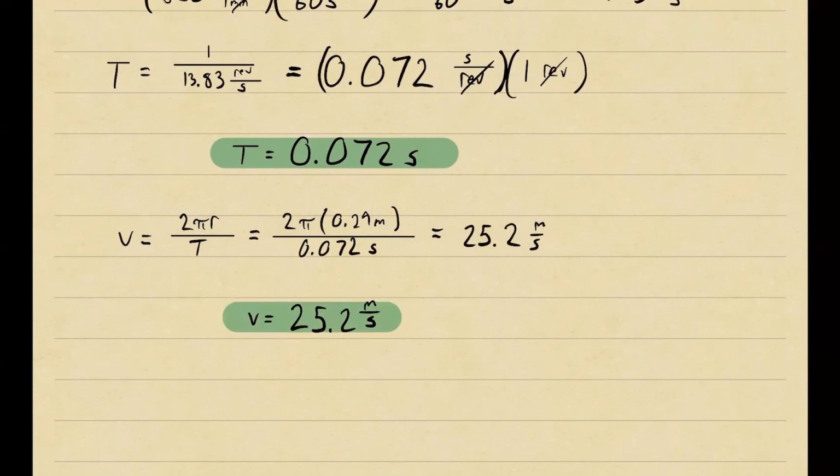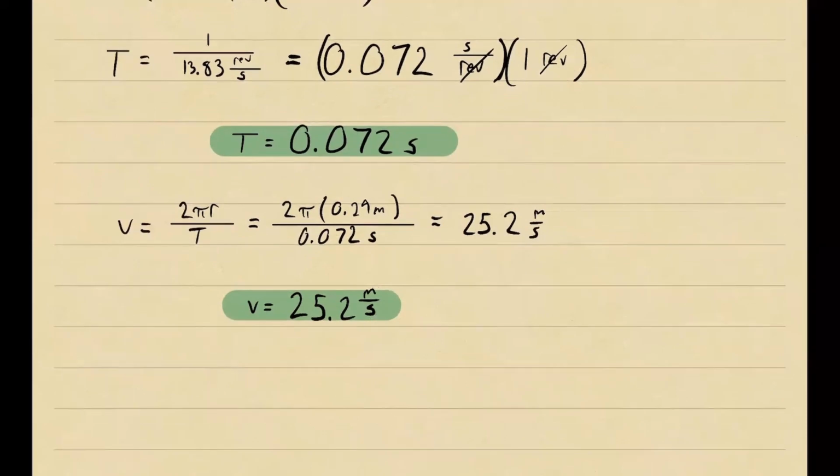So in this case, if there was a little pebble attached to the outer edge of the tire and it managed to fly off as it was spinning at that speed, then it would fly off with a speed of 25.2 meters per second. Right. So next up, we're going to look at centripetal acceleration.